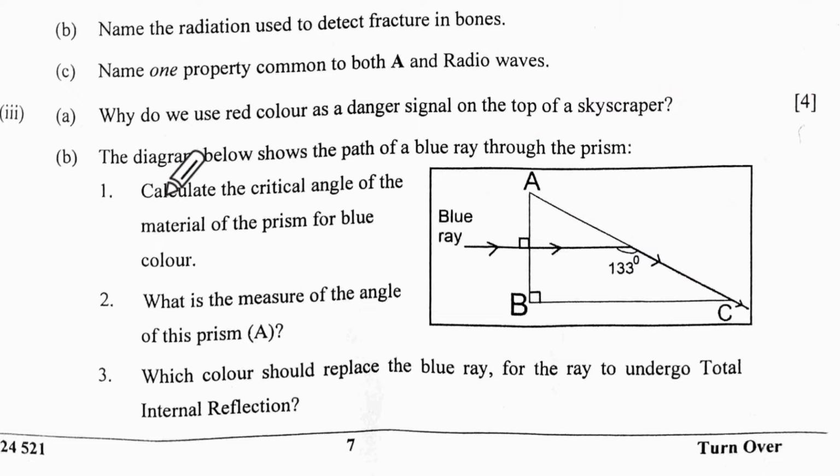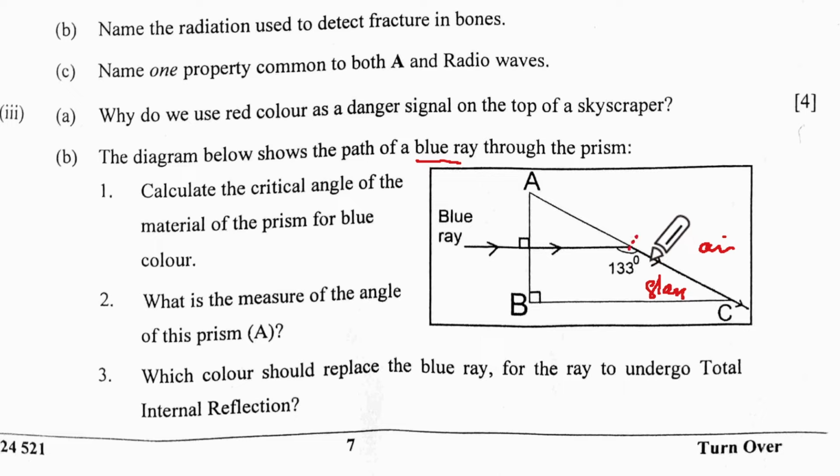B part. The diagram shows the path of blue ray through the prism. Let us look at the diagram. There is a prism here. The blue ray goes this way and it is going along the surface of separation of air and glass, which means it is incident at critical angle.